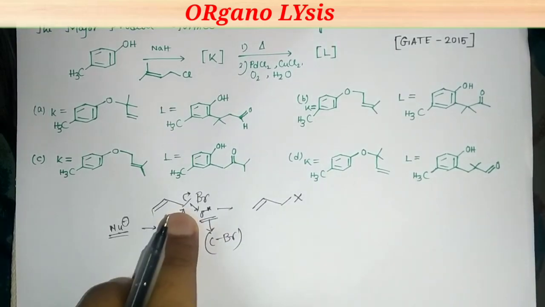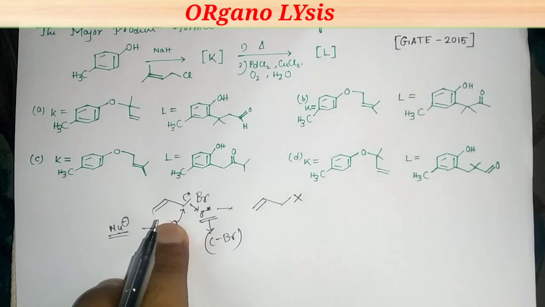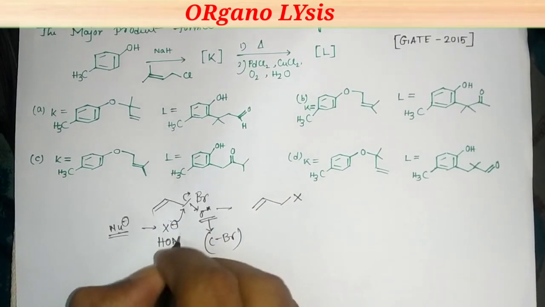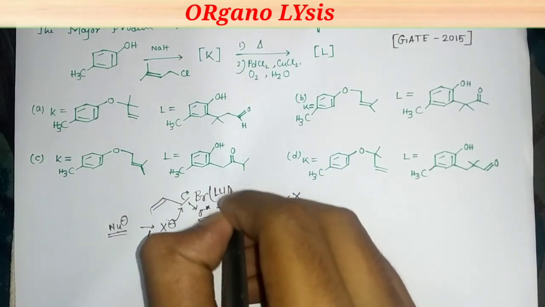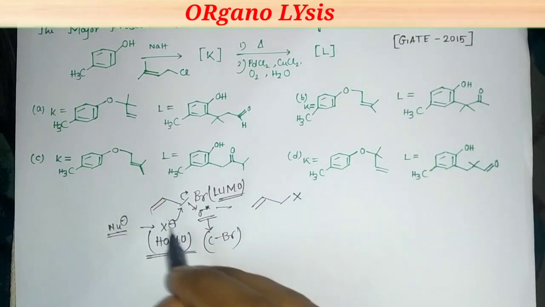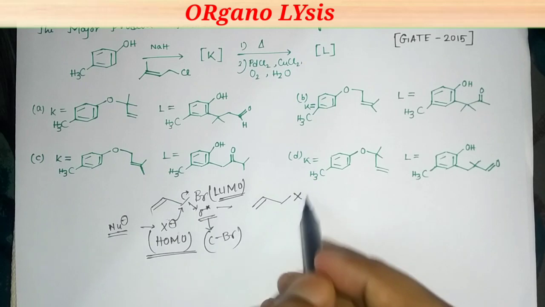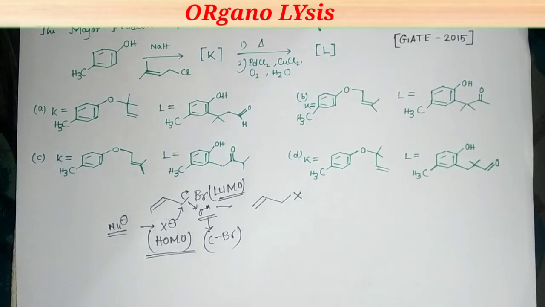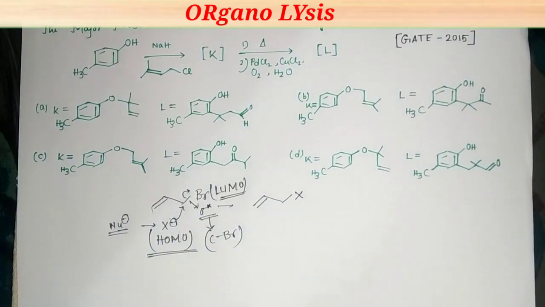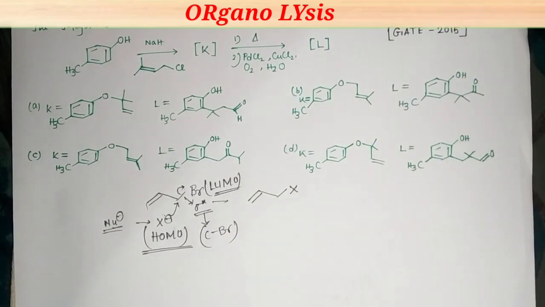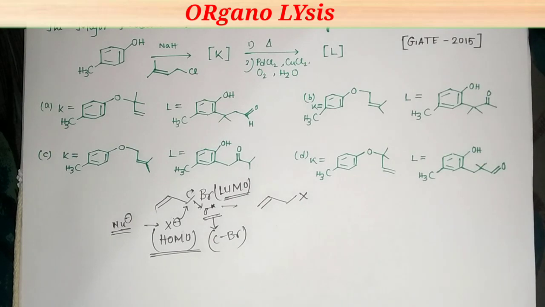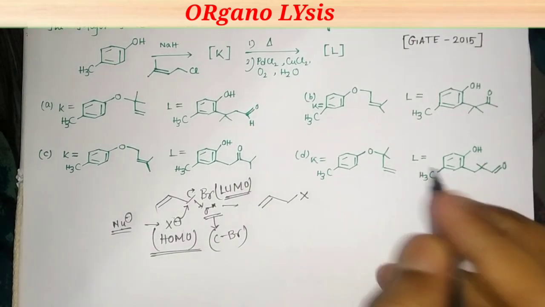Now this negative charge contains its own HOMO, and here you have the LUMO of this C-Br bond. Through this HOMO-LUMO interaction, you can ultimately get this type of product. Now there is one more concept, the Sn2 prime reaction. How can you identify when the Sn2 reaction will occur and when the Sn2 prime reaction will occur? What is Sn2 prime?